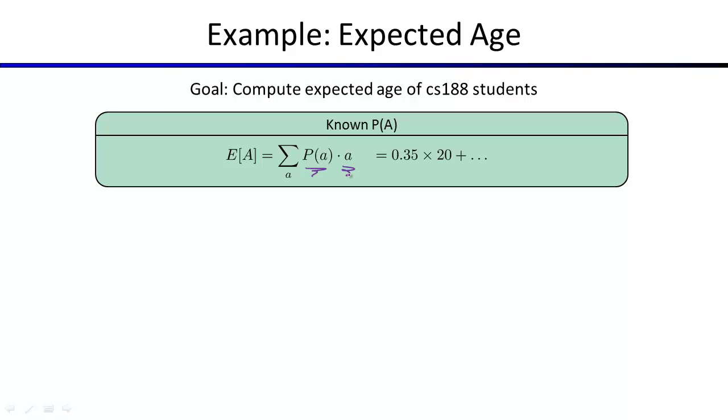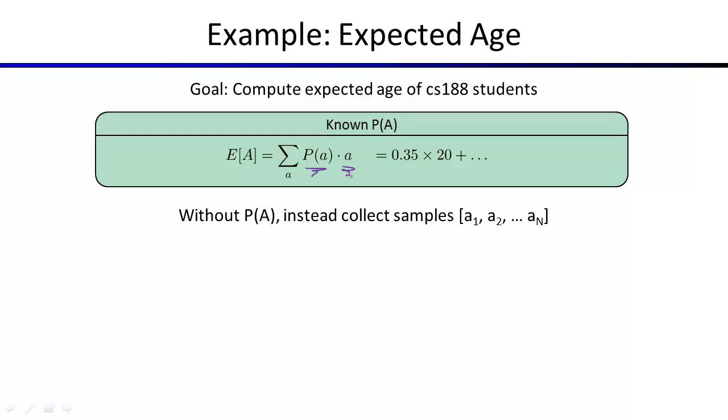And that would be maybe 0.35 of the people are 20, and I just kind of continue on adding up all of the numbers. Okay? Everybody clear? If I know the distribution over ages, it's a simple weighted average calculation. Easy.